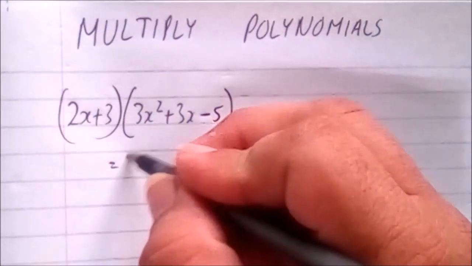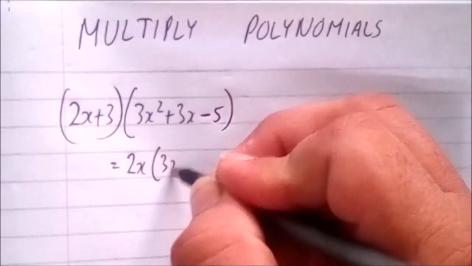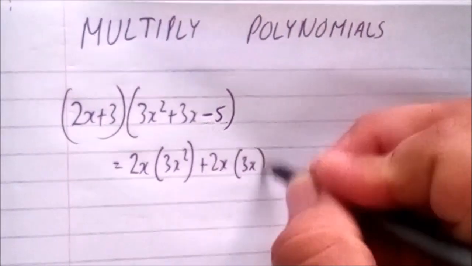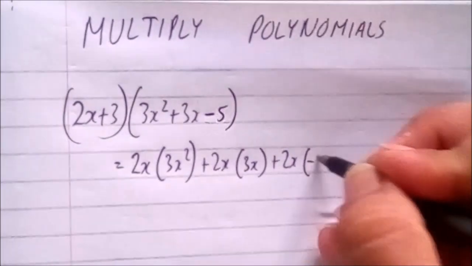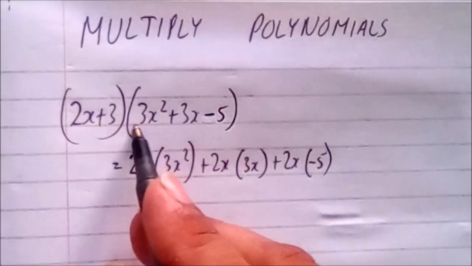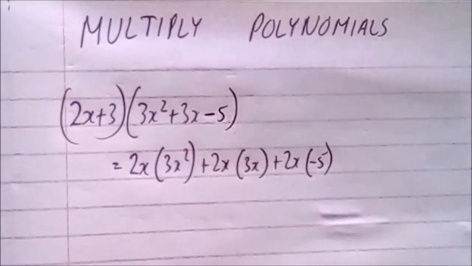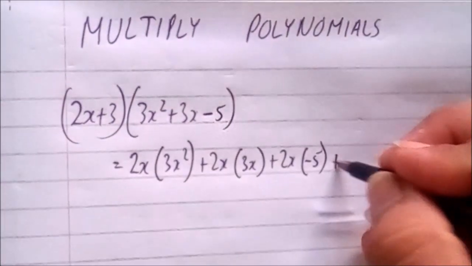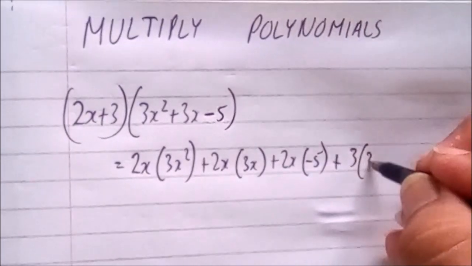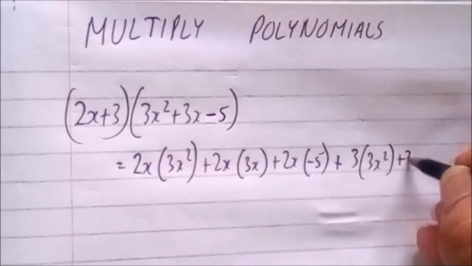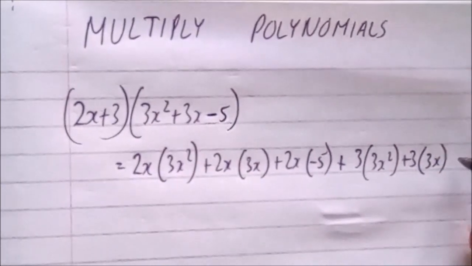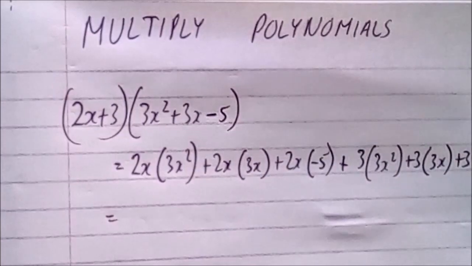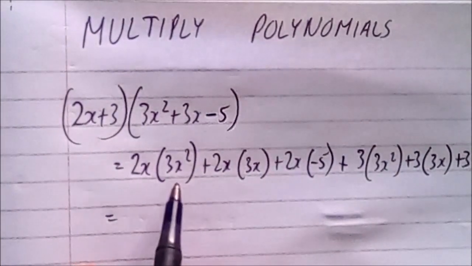So we say now 2x times 3x squared plus 2x times 3x plus 2x times negative 5. Notice how 2x times this, 2x times this, 2x times that. Okay? And then we take the second term, plus 3 times 3x squared plus 3 times 3x plus 3 times negative 5. This gives me now, okay, lots of indices, remember, we need to remember that.